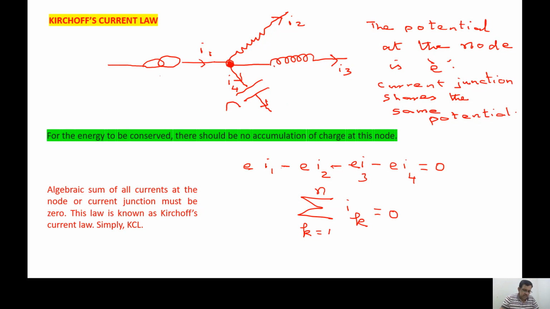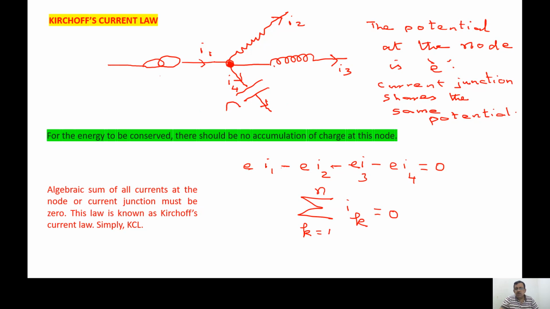Both these laws will be used when we want to analyze the entire circuit. If I want to know at every branch what the voltage drop is and what the current flowing through each component is, then once I analyze the entire circuit, I will apply KVL and KCL and get all the answers to the questions that I have in my mind.